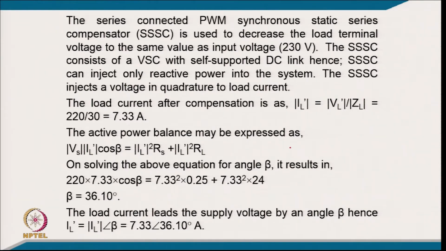The active power balance is expressed as Vs IL cos beta equal to IL squared RS plus IL squared RL. On solving the above equation for beta, with 220, putting in the values, beta comes to 36.16, and the load current leads the voltage by an angle, typically 7.33 at the angle of 36.10.